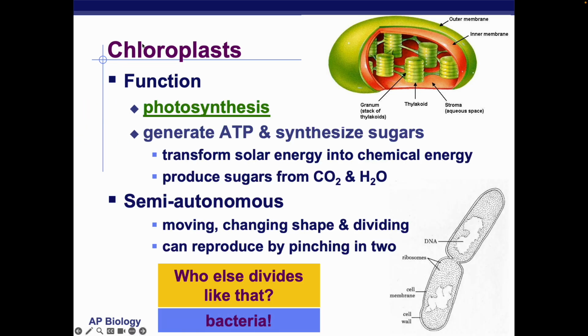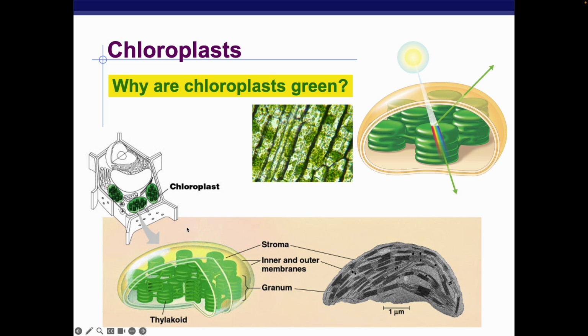So chloroplasts, as we talked about, function in photosynthesis, generating ATP and synthesizing sugars. That's the main job, to synthesize sugars. And okay, why are chloroplasts green? This is due to the pigment chlorophyll. Chlorophyll absorbs red, violet, and blue light and reflects green light. A common misconception is that chlorophyll is simply green, but it actually reflects the color green. Instead, it mainly absorbs red light, and blue and violet pretty highly as well.